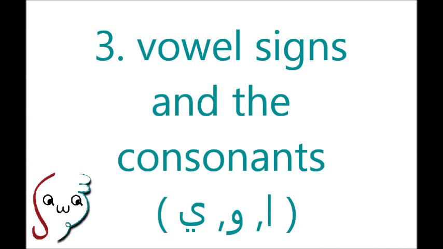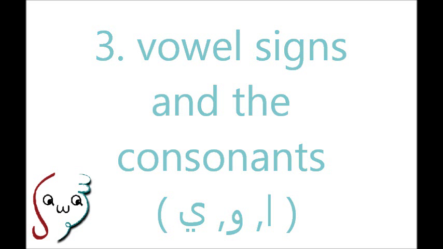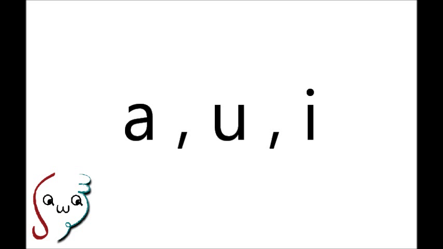Now, vowel signs and the consonants alif, waw, and ya. We notice that in the alphabet the first letter is alif, then we have a waw and a ya, and the sound of these consonants is a, u, e, just like the vowel signs. So we're going to differentiate between the vowel signs and these consonants.